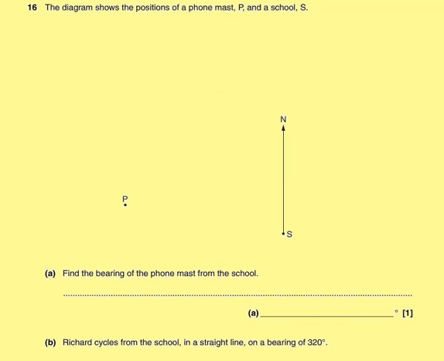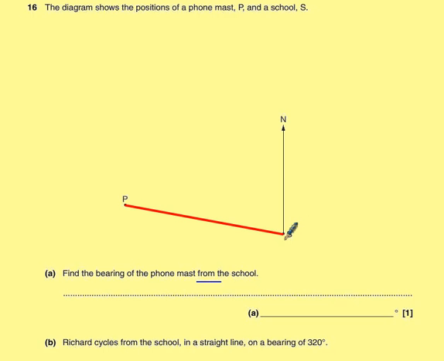Question 16. The diagram shows the positions of a phone mast P and a school S. Part A. Find the bearing of the phone mast from the school. Right, so we first need to draw a straight line from the school to the phone mast. So there's a straight line from the school to the phone mast. It's important, it says find the bearing of the phone mast from the school.